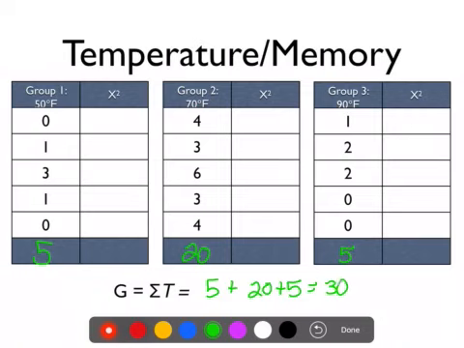We're going to do the same thing for our x squared. We'll square each of those values. So all we're doing here is squaring each value. So 0 times 0 is 0. 1 times 1 is 1. 3 squared is 9. 1, 0. We add those together and we'll have 11. We'll do the same thing here. Square each value. Add them together. Same thing here.